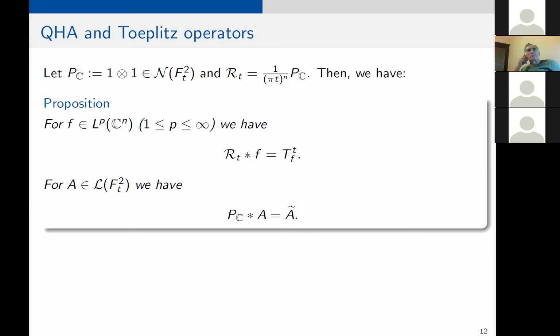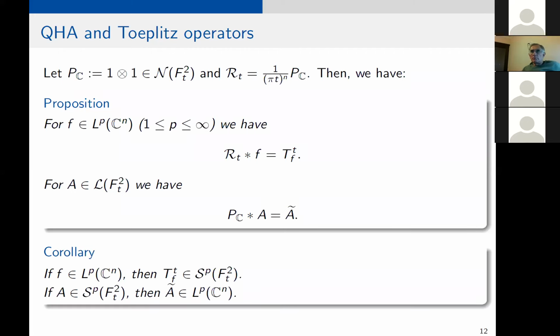And with this operator, we have the following important properties. If we start with a function f, say in LP, well, you can either think P is 1 or infinity if you don't want the intermediate spaces. For all these functions, we have that the convolution of this RT with f is simply the Toeplitz operator with symbol f. And similarly, if we have a bounded linear operator A, then the convolution of PC with A is simply the Berezin transform of A. So these two identities really relate quantum harmonic analysis with the study of Toeplitz operators.